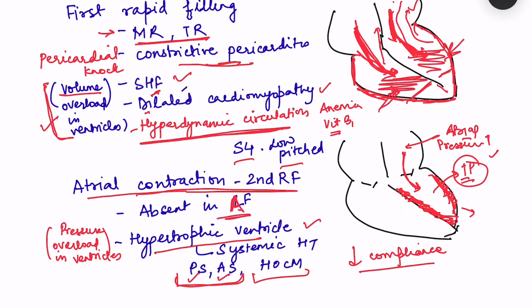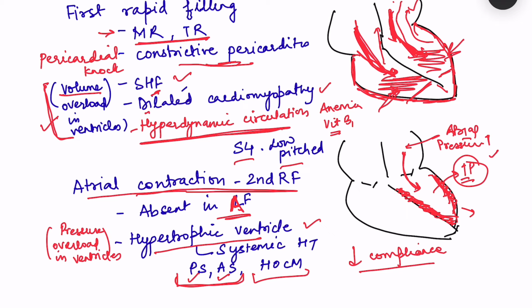Absent in atrial fibrillation. Why? In atrial fibrillation, what is the problem? Atria are not contracting, right? It is just fibrillating. So if atria are not contracting, we will not get the fourth heart sound. And when does it become significant? It becomes significant when the sound was there before and suddenly there is development of atrial fibrillation. So you can see how the disease is progressing. Initially there was presence of the fourth heart sound, but later on it has become absent. So that is a sign of development of atrial fibrillation.